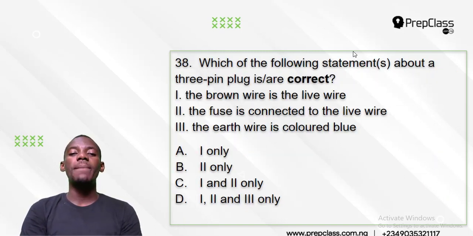Number 38 now. Which of the following statements about a 3-pin plug is correct? The brown wire is a live wire. The fuse is connected to the live wire. The earth is colored blue. Generally, which one is correct?